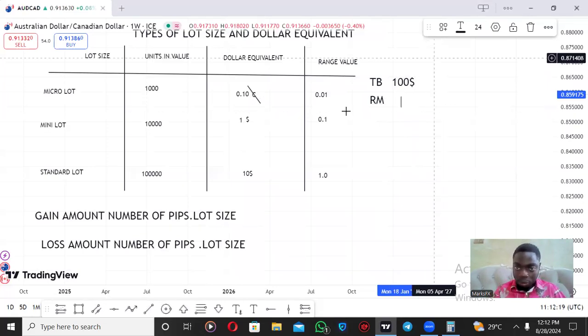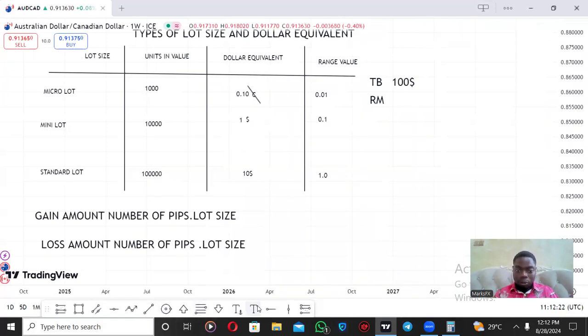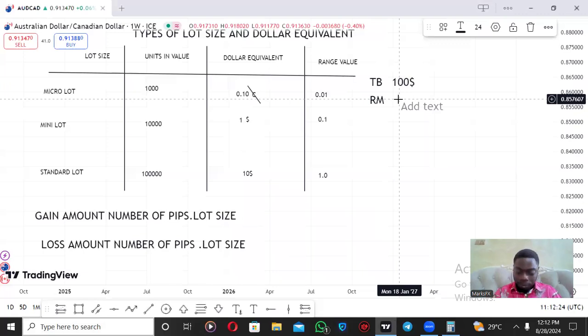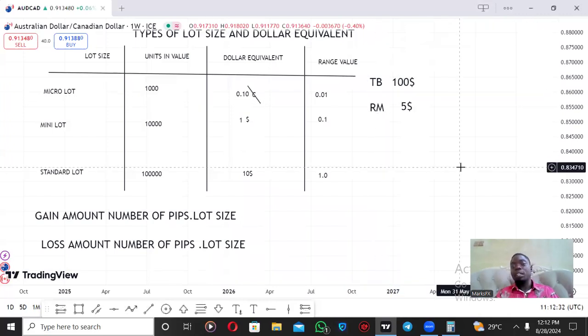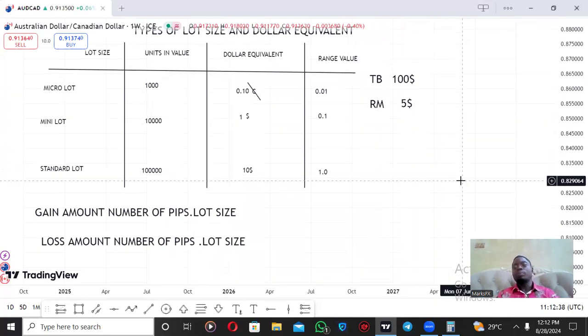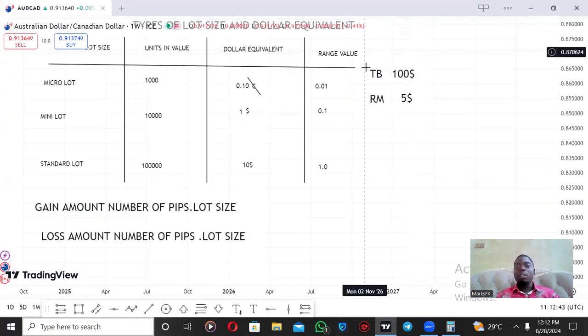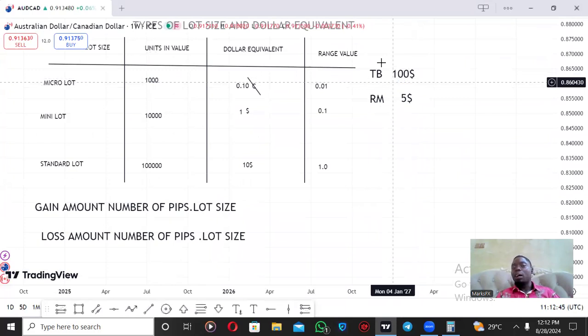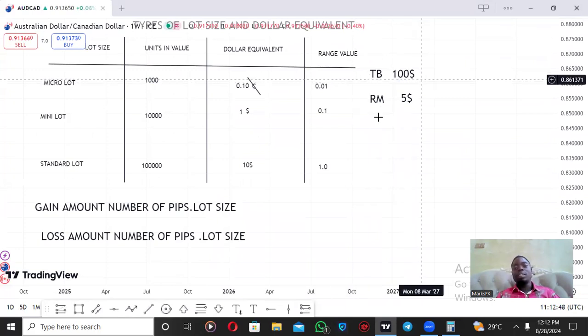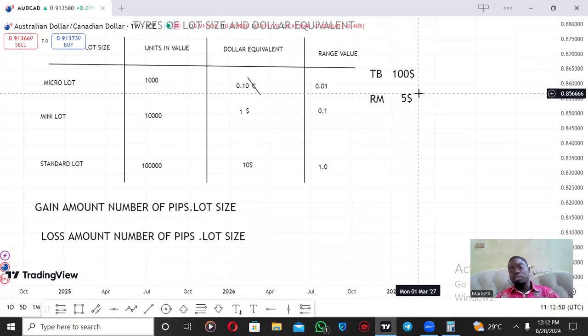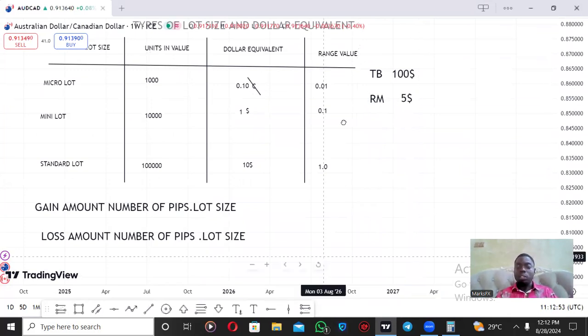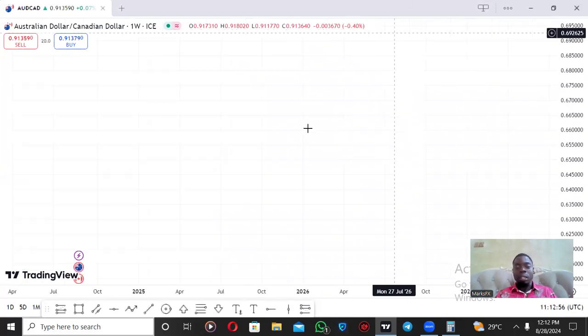So if your risk amount is $5, pay attention. Now that you know you want to only risk $5, that means if price goes against you, you will lose $5. Then if price goes in your favor, it's based on your risk to reward ratio. Remember that our total balance is $100, and we want to lose $5 if price goes against us. So let's go to the chart now and let me show you.